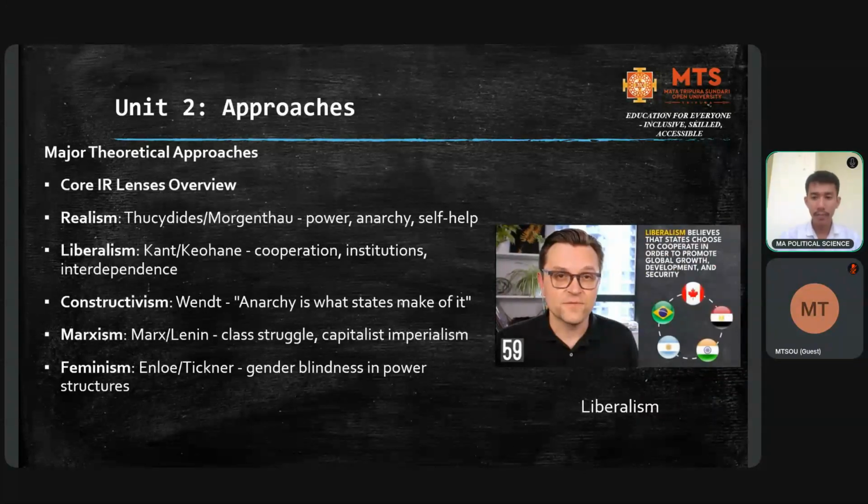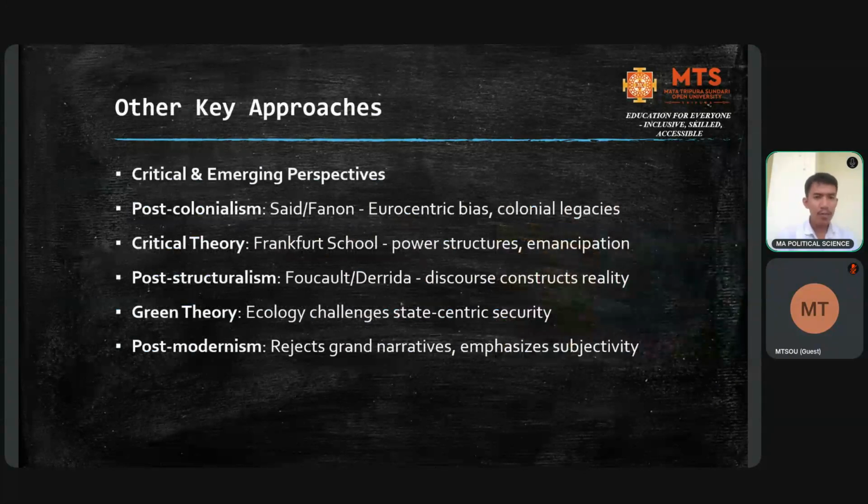So other key approaches are post-colonialism, like Said and Fanon, the Eurocentric colonial legacies. They're talking about European and colonial impact. Okay. Critical theory, Frankfurt School, power structure, emancipation. They're talking about the power structure, who is more powerful, where power is concentrated, and how it can be solved. Okay, this is critical theory. Post-structuralism: they talk about Foucault and Derrida, discourse constructs reality. Okay, they're saying that whatever the reality is right now, it can be reconstructed again.